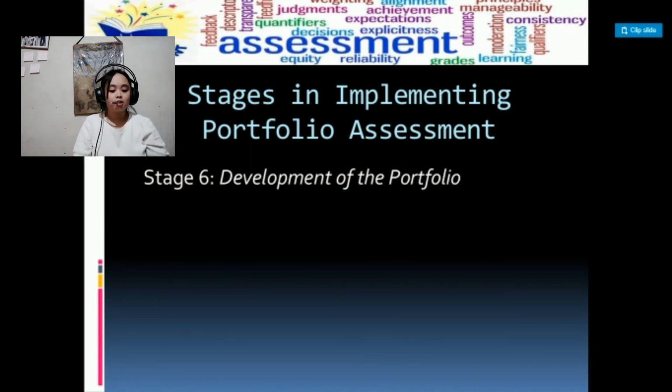So lastly is stage 6, the development of the portfolio. This is where the students do their tasks, gather information, and search for substantial information about the subject. Also, as I said earlier, both teachers and students must support each other as they go on with the development of the portfolio, since they share the same goals, the same objectives, and the same learnings they want to achieve.